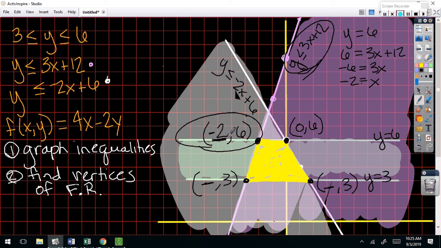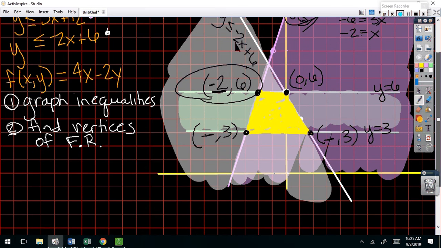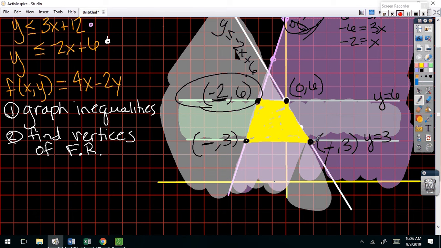Okay? And so let's do that together. Now I'm looking at these bottom 2 points. Let's do this one first. Again, y equals 3. You got to look at which lines are intersecting. I've got the line y equals 3, and this line is negative 2x plus 6. So if y is 3, then what is x?